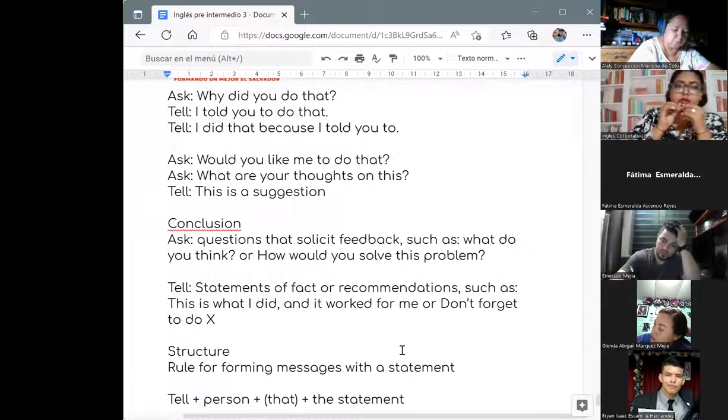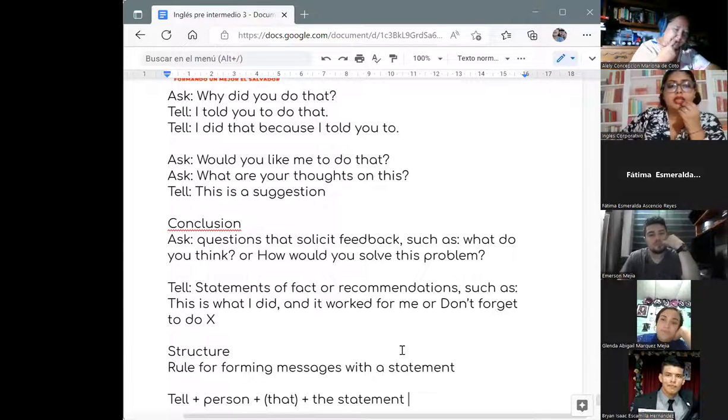So in this case, we have the rule for forming messages with a statement. In this case, it's when you are going to give a message to someone and you can say, tell Mary, I need her to call me on my cell phone. And we have that in parentheses because in that case, we are not going to use it in all of the sentences that we are going to have.